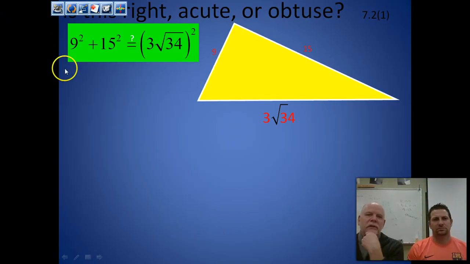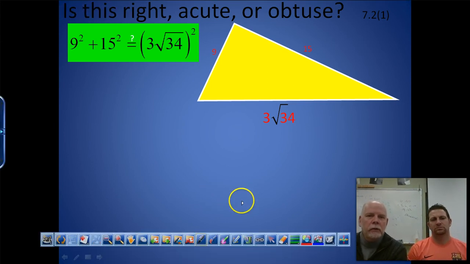Okay, so we're going to test this other example here and look at whether this triangle is right, acute, or obtuse. We're going to use the Pythagorean theorem, a squared plus b squared equals c squared, and plug in the three sides here. Again, the critical part is that you keep the longest one in c. If we plug in, 9 squared is 81, and 15 squared is 225.